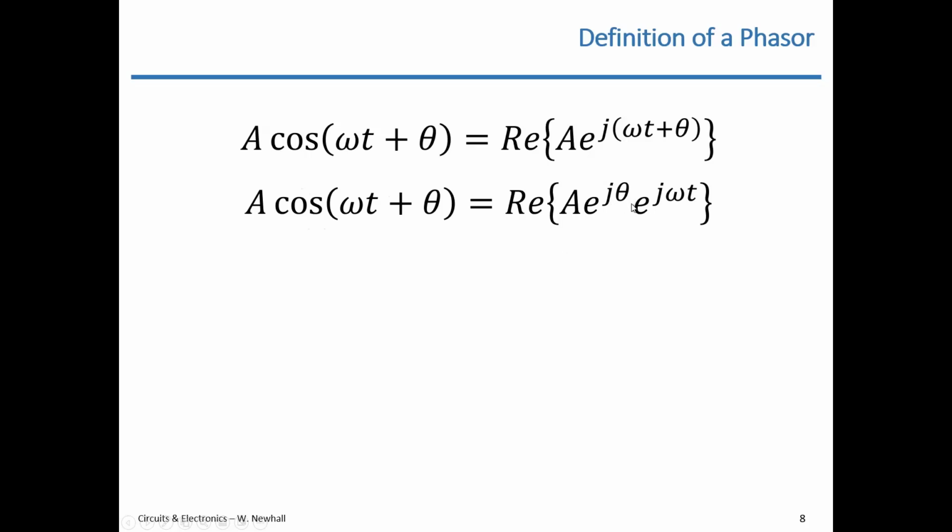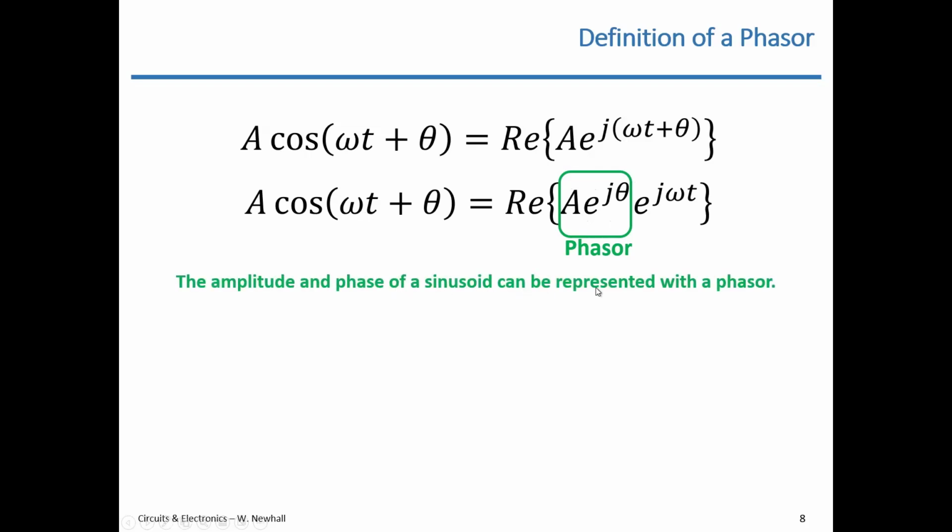Okay, so here we have one term that represents the amplitude, A, of that cosine and the phase of that cosine. We have another term here that has the frequency in it. Don't worry about that because our circuits are going to have sources of all the same frequency. We'll work with this later, but this term right here is the phasor. That contains all of the information of the amplitude and the phase of this sinusoid. So the amplitude and the phase of a sinusoid can be represented with this value, this phasor right here.